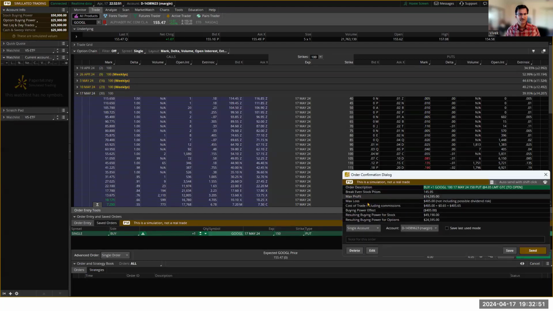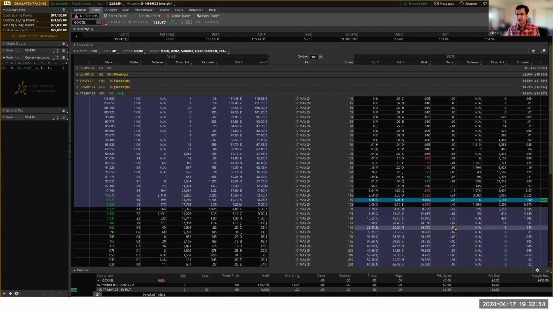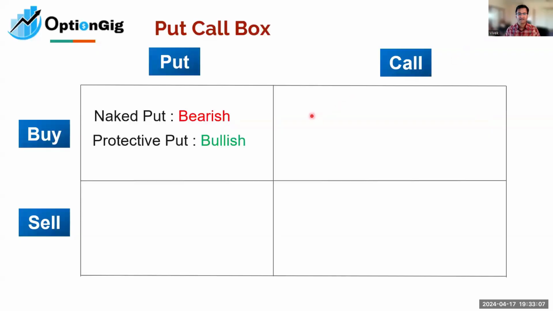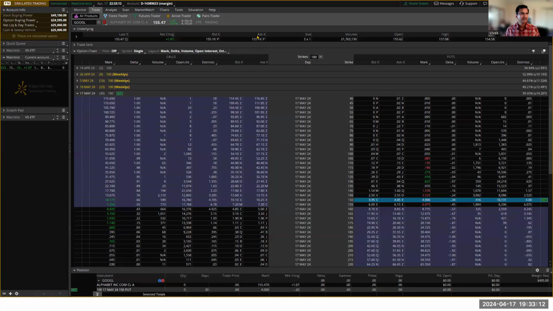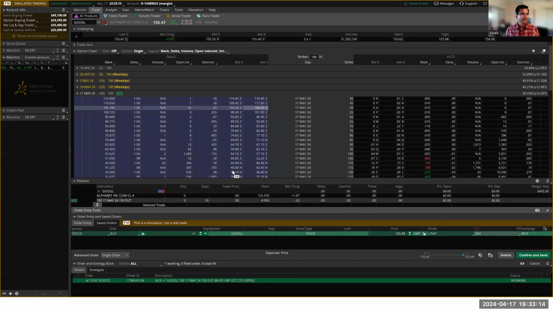Then Thinkorswim will tell me what the impact is. Boom, done. If you're doing it in your real account and the market is active, your order gets filled. You bought a put option contract. That's it. Just like you buy any shares: if I have to buy shares, I will come here and say ask, and on top I have shares, and there it says buy stock. It's not saying buy put, it's buy stock, and I'll buy the share. Just like you buy a share, you could also buy an option contract.